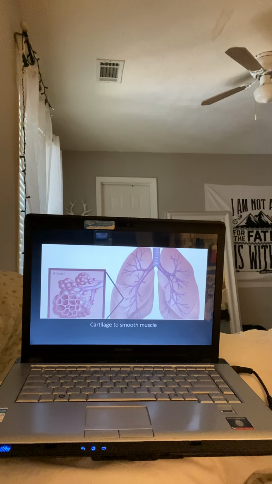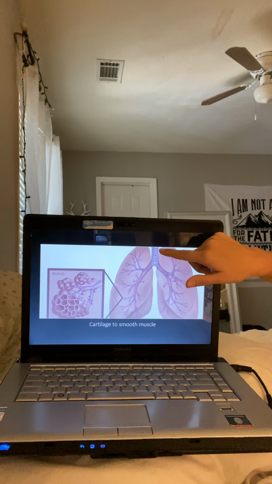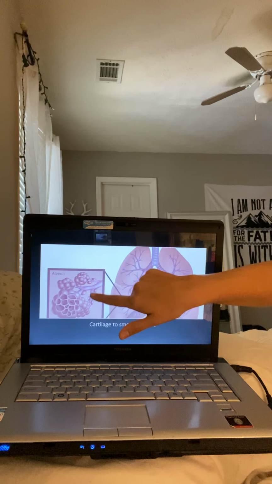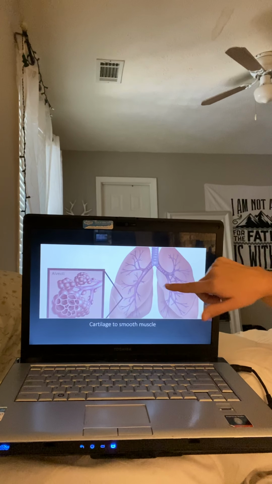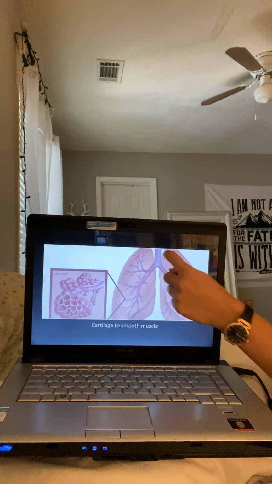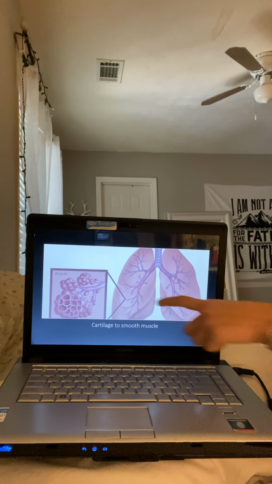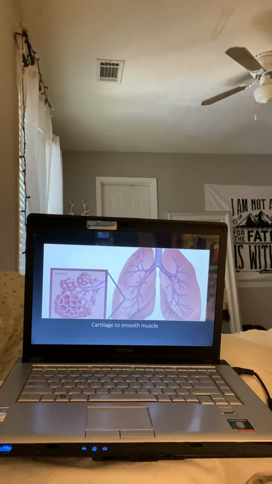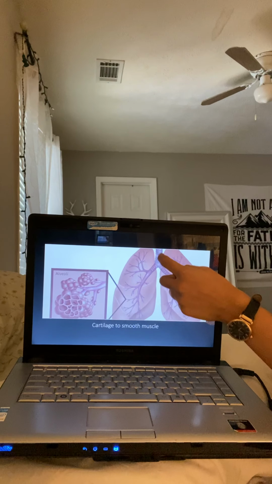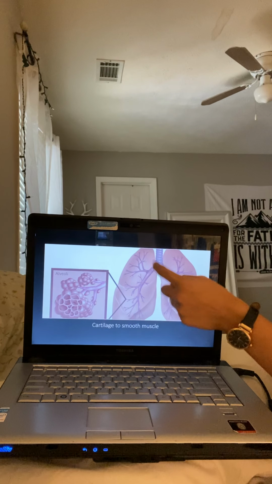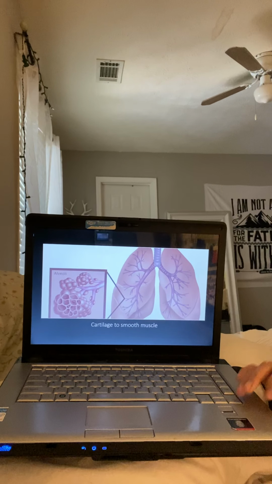As you go down the trachea to the bronchioles, the epithelium becomes thinner. The cartilage rings that are on the trachea slowly decrease. Once you get down here, there's almost none left, and it will be just smooth muscle. There's smooth muscle up here, but not as much. So as you go down, you gain more smooth muscle, and you lose the cartilage.